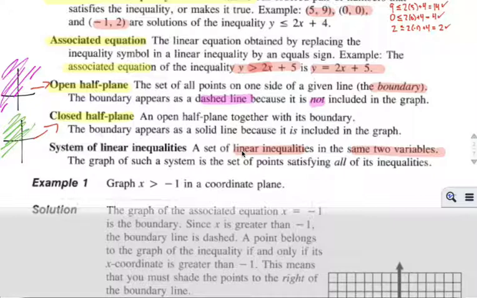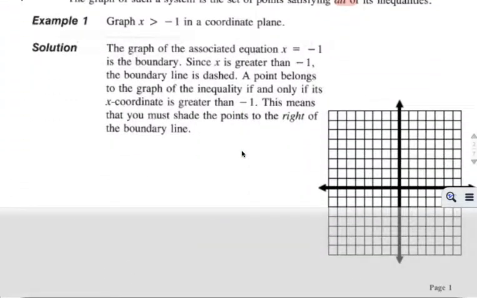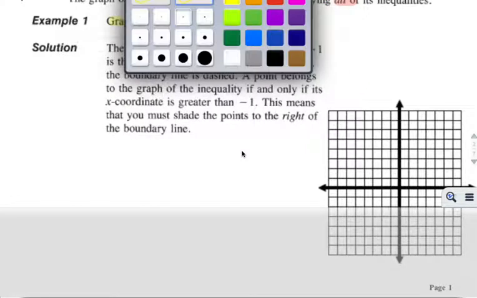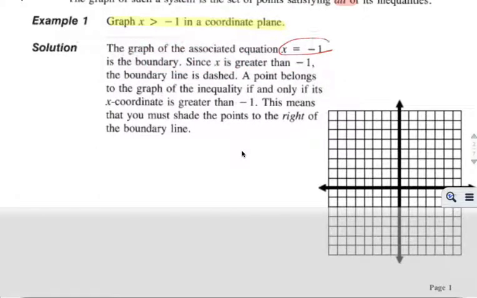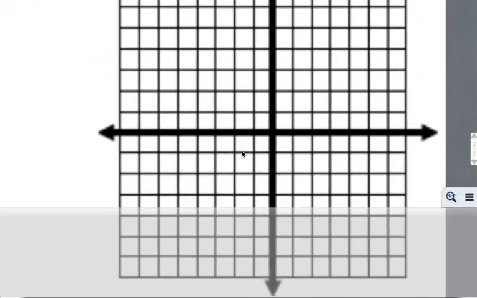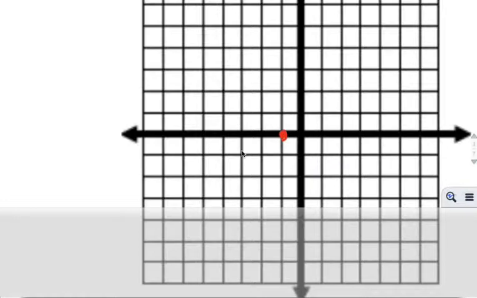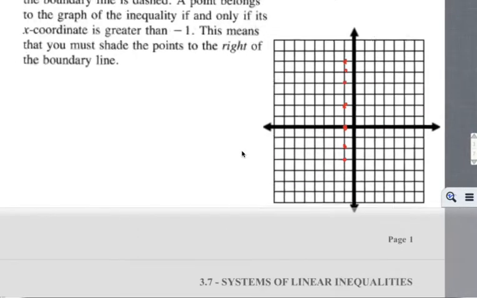The graph of such a system is the set of all points satisfying all of its inequalities. So let's look at our examples. The first one, we want to graph x is greater than -1 in the coordinate plane and shade. Let's look at the associated equation: x equals -1. x equals -1 here, here, and here. These are all the different places where x equals -1. We have no y restriction.